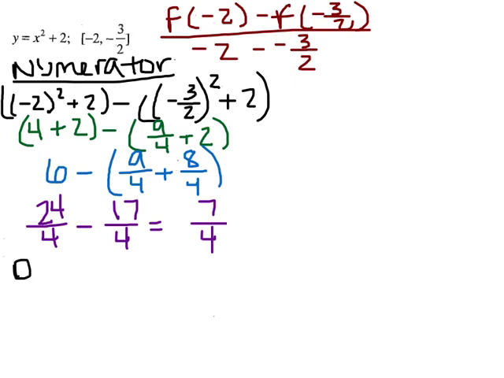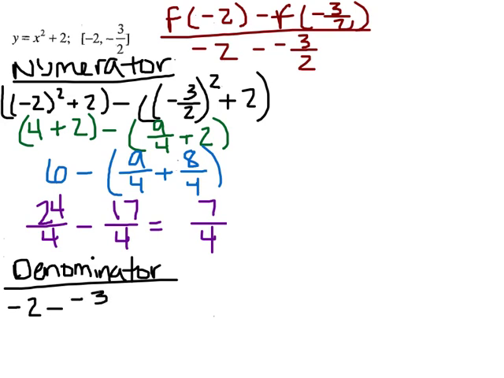Now let's take care of our denominator. And some of you may like solving it all out at the same time. That's fine. I just confuse myself easily, so I try to keep it nice and organized. Again, we're going to need some common denominators here, so that'll be a negative 4 over 2 minus negative 3 over 2. That will be a negative 1 over 2.